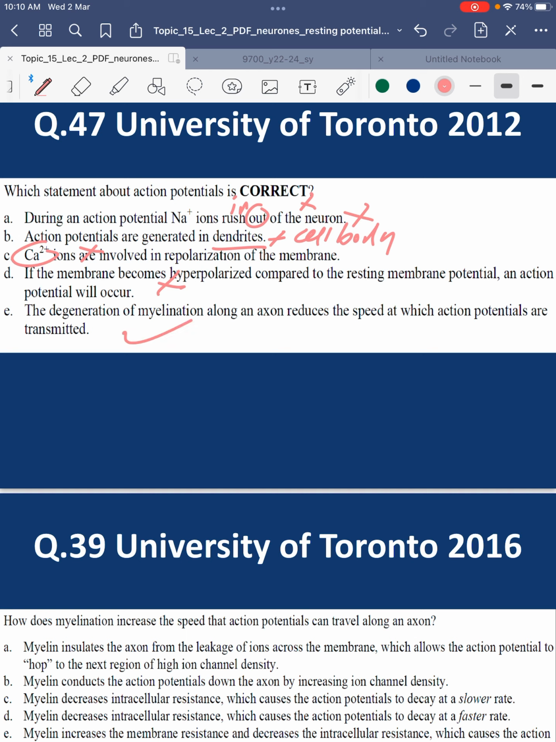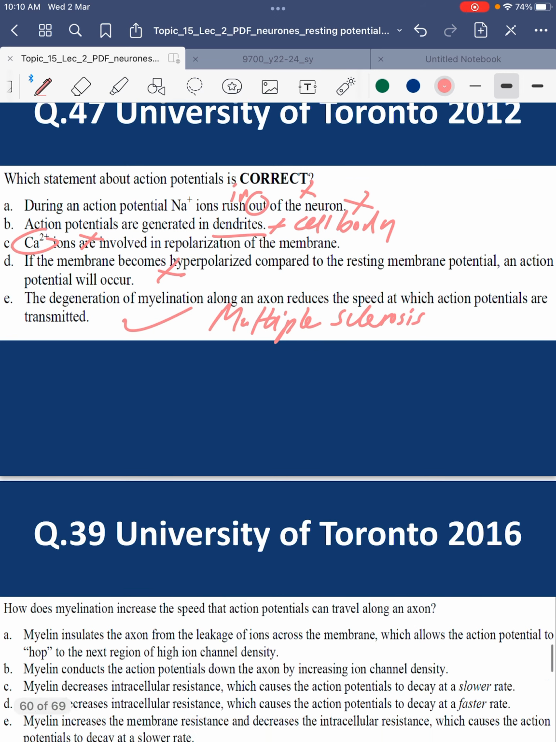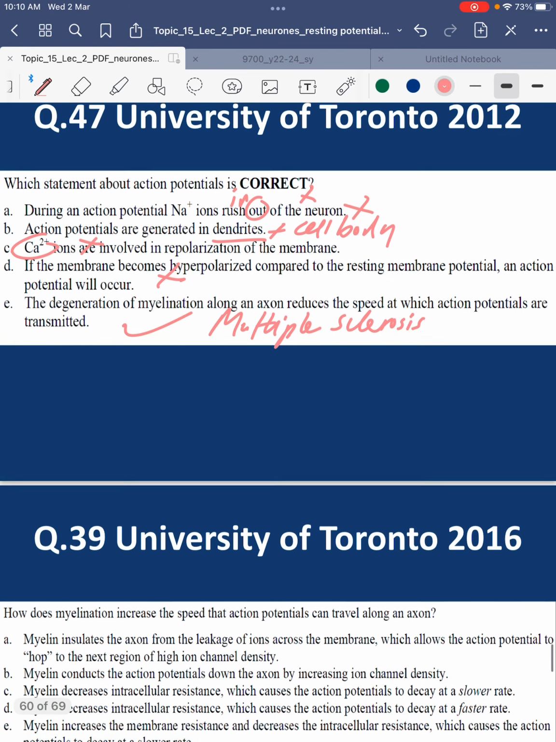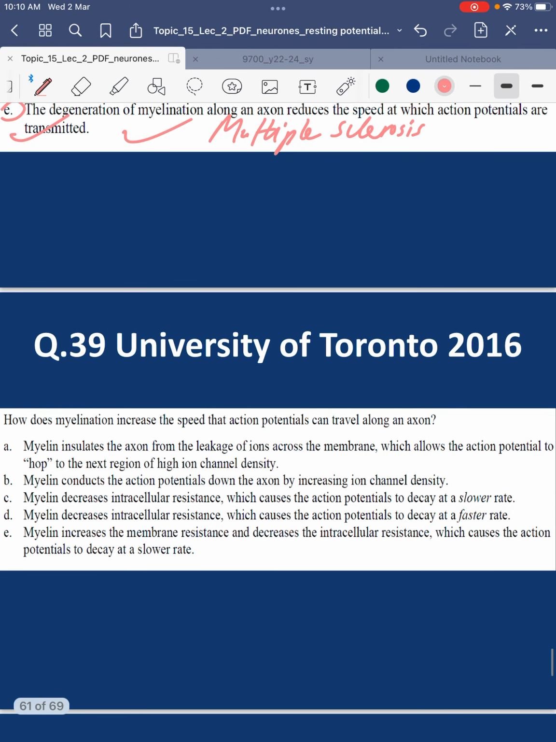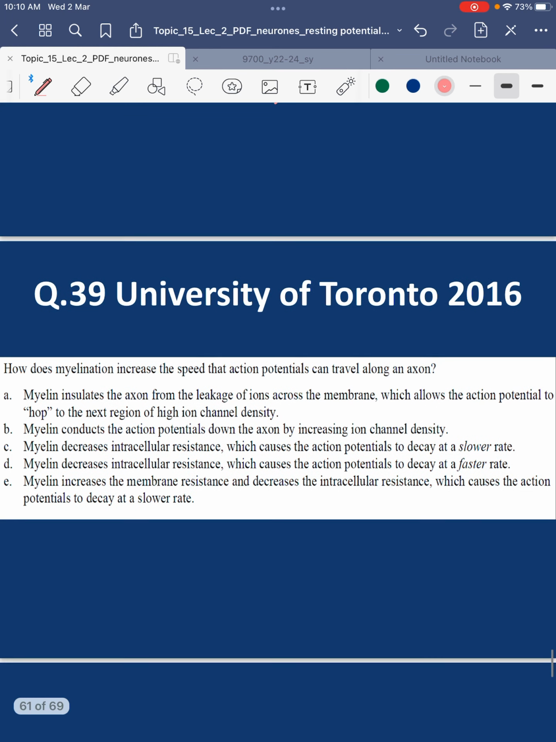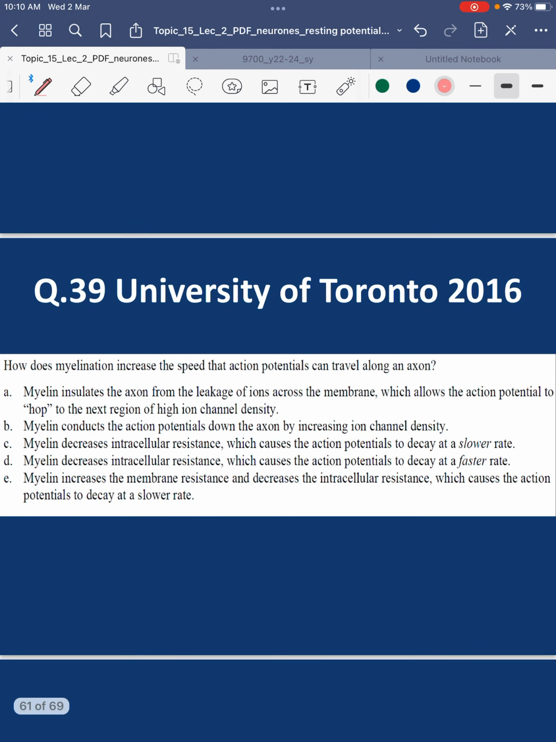Yeah, the degradation of myelination along an axon reduces the speed at which action potentials occur, for example in multiple sclerosis. So E is the correct answer. Number 39. Why does myelination increase the speed of action potential? That's because of saltatory conduction. So A is the answer here.